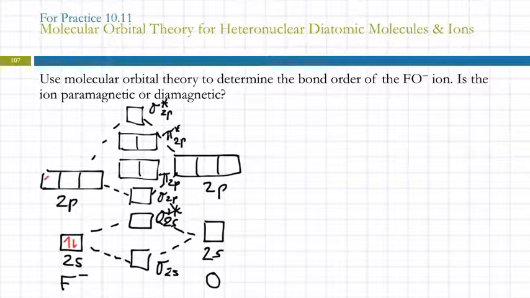So all of these boxes will be full. And oxygen has how many valence electrons? 6. So 1, 2, 3, 4, 5, 6. So we have 6 from the oxygen, 8 from the fluoride. That's 14. So then we'll fill in 1, 2, 3, 4, 5, 6, 7, 8, 9, 10, 11, 12, 13, 14.